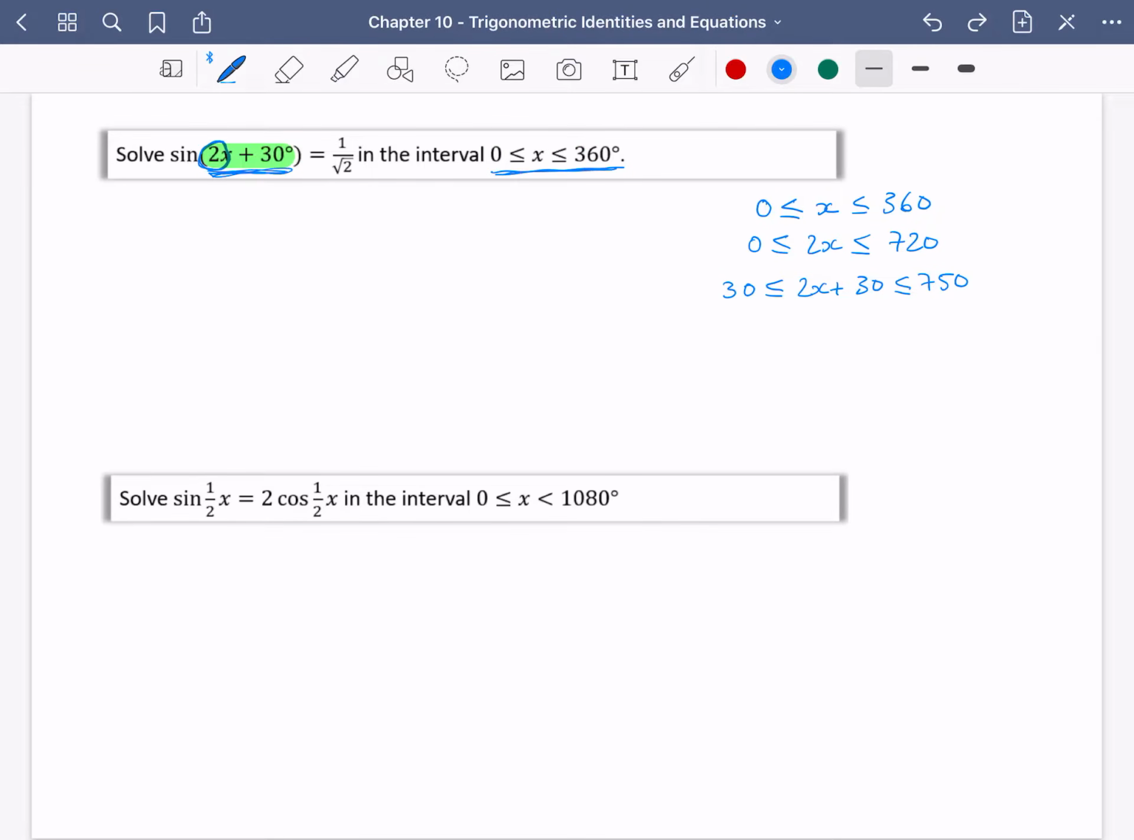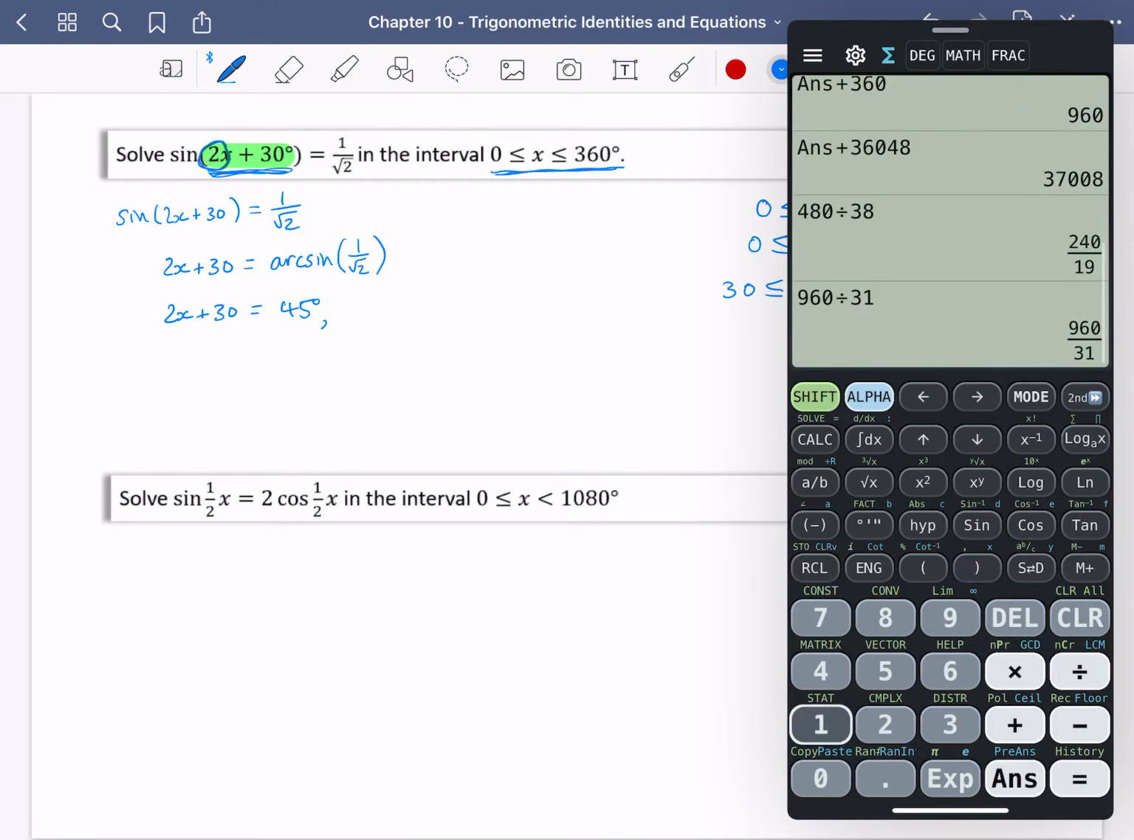So I'm now going to just go about solving the equation as normal. So I have that sine of 2x plus 30 is equal to 1 over root 2. So that must mean that 2x plus 30 is equal to the inverse sine of 1 over root 2. Now, you don't need to use a calculator for this, because you should know that the inverse sine of 1 over root 2 is, hope you're telling me, 45 degrees. So the other one that we're going to have is going to be 180 minus the 45 degrees. So those are our starting pair of values that we have. We have 45 and we have 135.